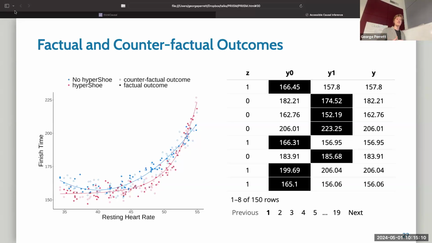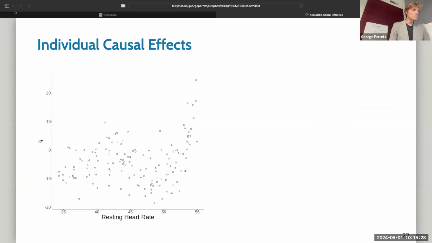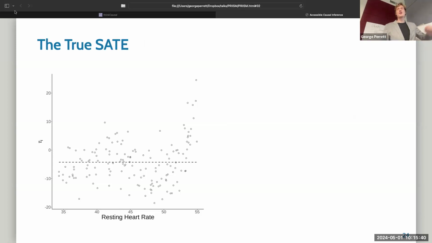These data sets, I've synthetically generated them, so I actually know the true value of the sample average treatment effect. This plot shows the factual outcomes, the things we actually can observe, shown as filled-in circles, and the counterfactual values. So these are the true potential outcomes for every single observation. And so I can calculate the individual causal effect for each runner. Now, this is something I can never do in the real world, only with synthetic simulated data. And if I take the average of all of these, that's going to give me the true SATE.